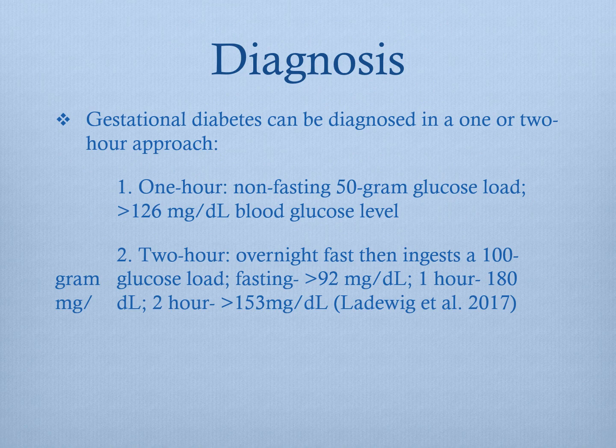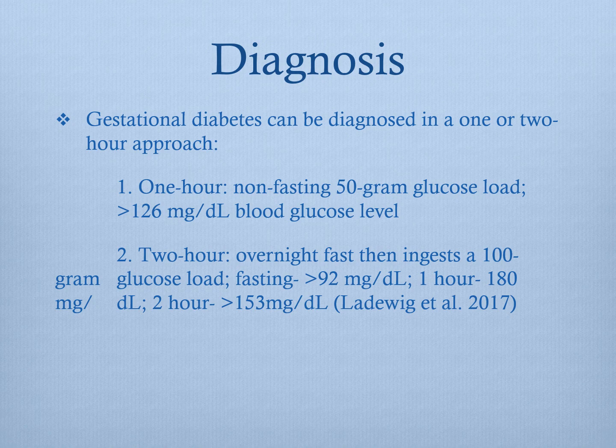Diagnosis. Gestational diabetes can be diagnosed in a 1 or 2 hour approach. For the 1 hour glucose tolerance test, the patient will be given a non-fasting 50-gram glucose load. A positive result will be a blood glucose level greater than 126 milligrams per deciliter 1 hour following administration of the 50-gram glucose load. If positive results are seen, the patient will undergo a 2-hour glucose tolerance test.